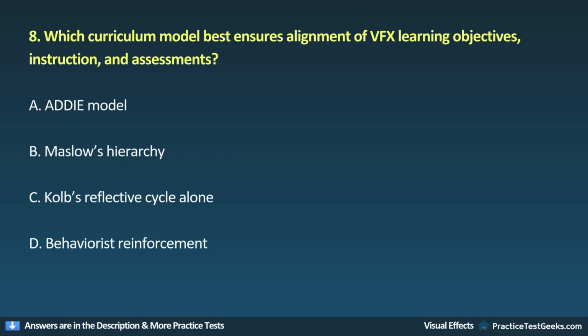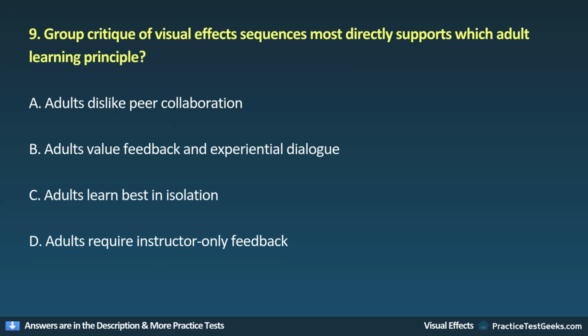8. Which curriculum model best ensures alignment of VFX learning objectives, instruction, and assessments? A. ADDIE model. B. Maslow's hierarchy. C. Kolb's reflective cycle alone. D. Behaviorist reinforcement.